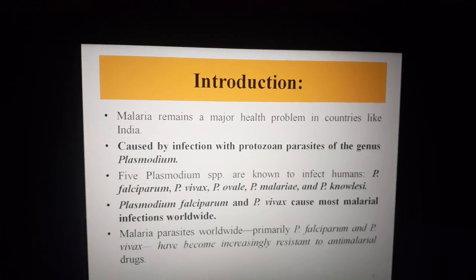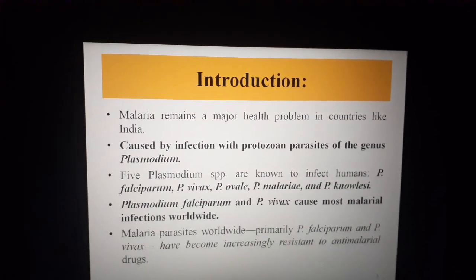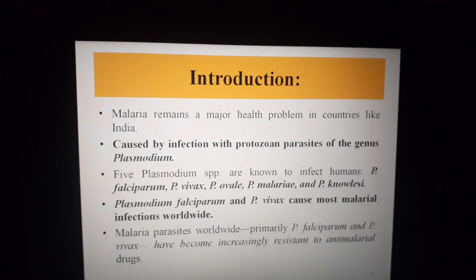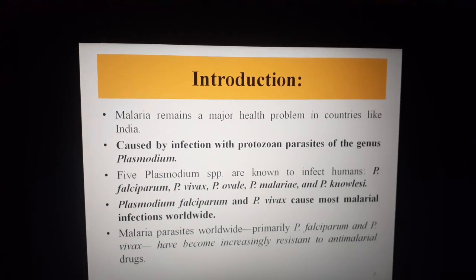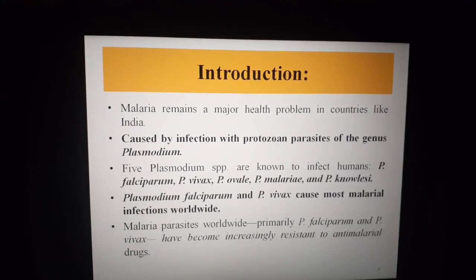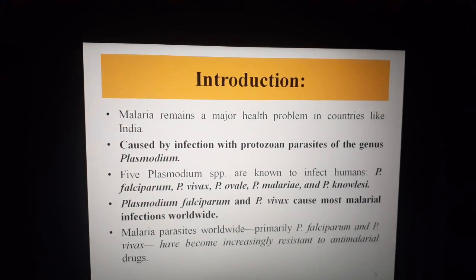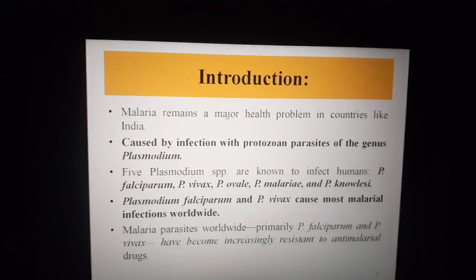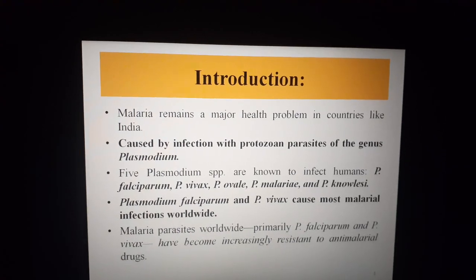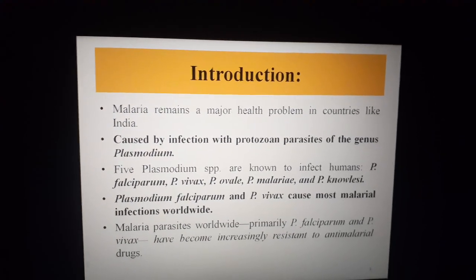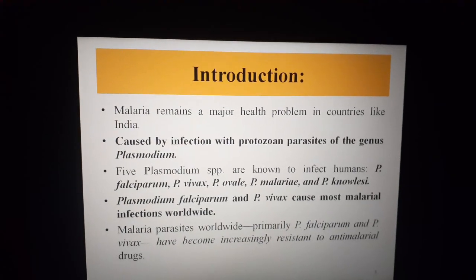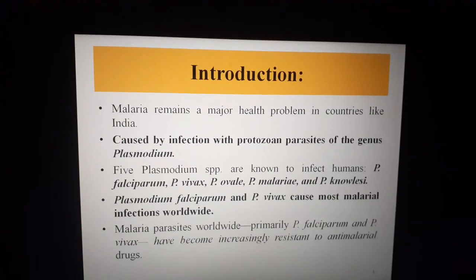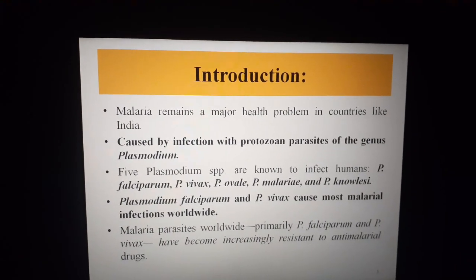So, malaria remains a major health problem in countries like India. It is caused by infection with protozoa, that is Plasmodium. Five Plasmodium species are known to infect humans, and those are Plasmodium falciparum, Plasmodium vivax, Plasmodium ovale, Plasmodium malariae, and Plasmodium knowlesi. Plasmodium falciparum and Plasmodium vivax are the two important infections worldwide.